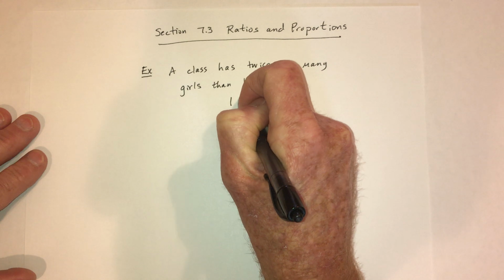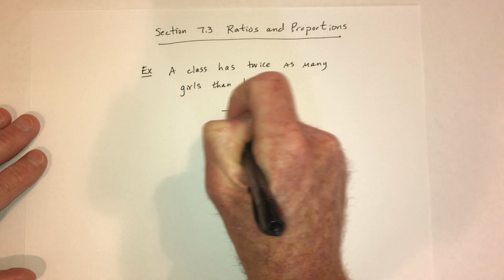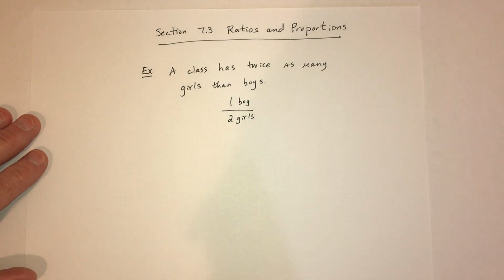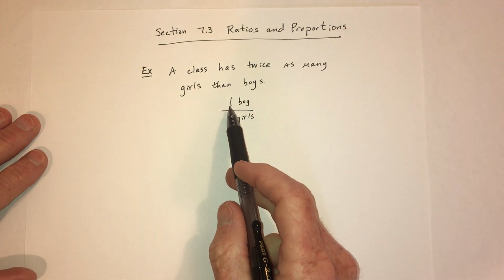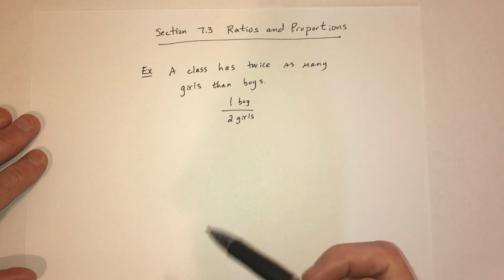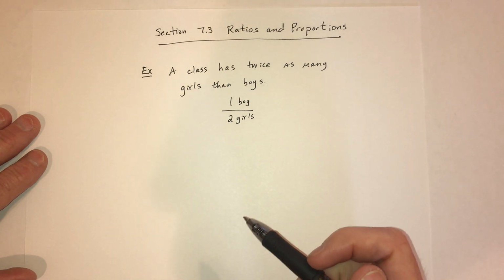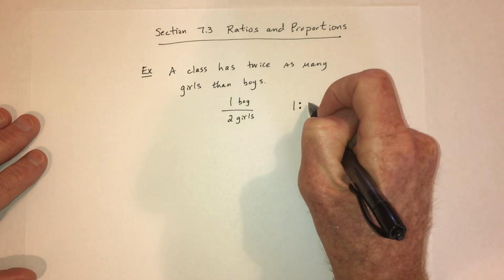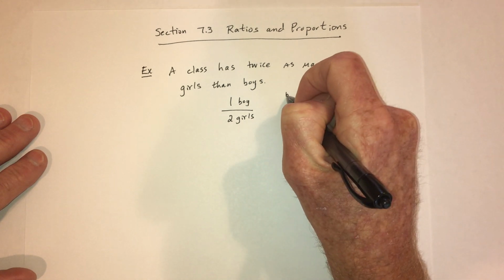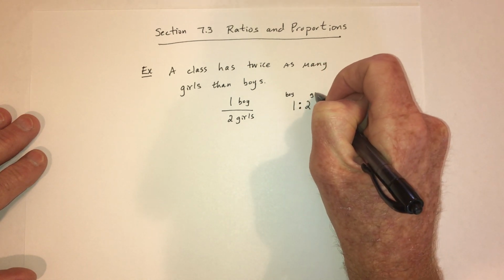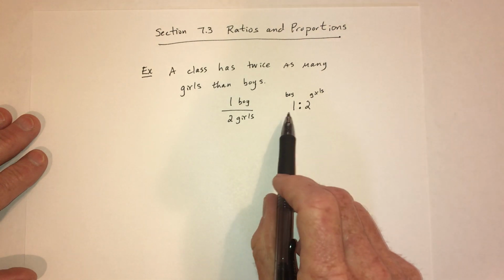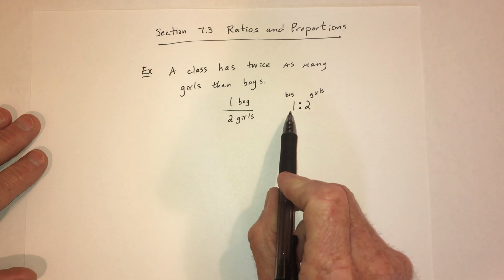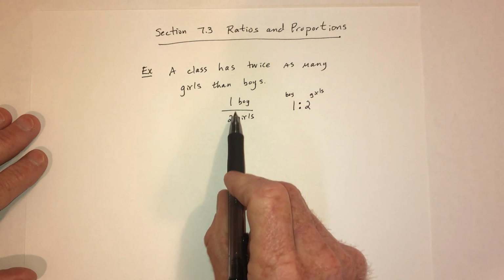So in other words, for every one boy, there's 2 girls. So you could write it as a fraction, and then the ratio is 1/2 of the class is girls. Another way to write it is with this colon, so it'd be 1 to 2. So for every 1 boy, there's 2 girls. When it's written this way, it's a little bit harder to write the word in there, so usually they would say the ratio of boys to girls is 1 to 2. When you write it as a fraction, it's a little bit easier.